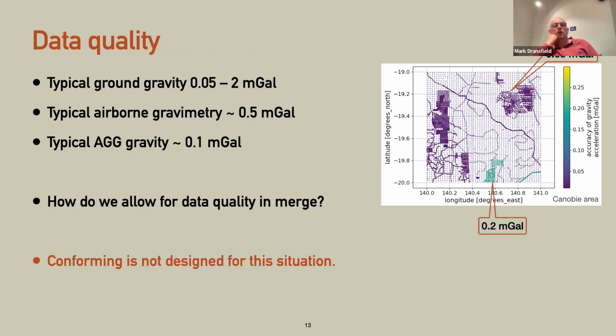So we also have this kind of big variation in the data quality. Typically, ground gravity might range somewhere from 0.05 milligal up to 2 milligal in error. Airborne gravimetry, around about half a milligal RMS error. Airborne gravity derived from airborne gravity gradiometry, typically around 0.1 milligal error. How do we allow for the data quality?